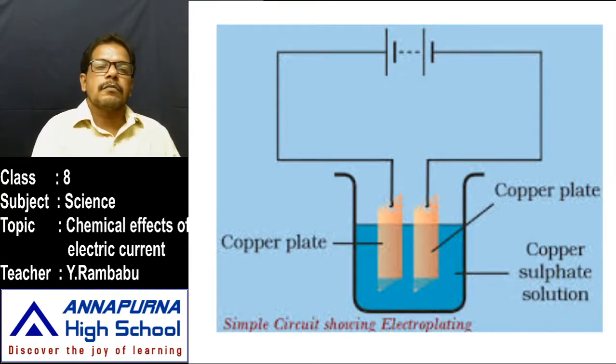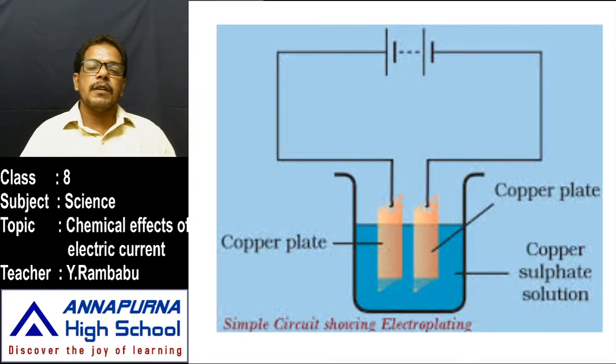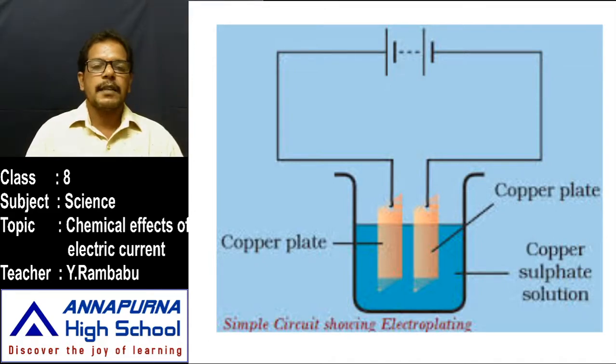At the same time, what happens to the anode? This anode dissolves. That means the copper connected to the anode dissolves in the solution, and what is dissolved in the solution is deposited on the cathode. Like this, the electrolysis process takes place. Copper is deposited on the negative electrode, and from the positive electrode the copper dissolves.